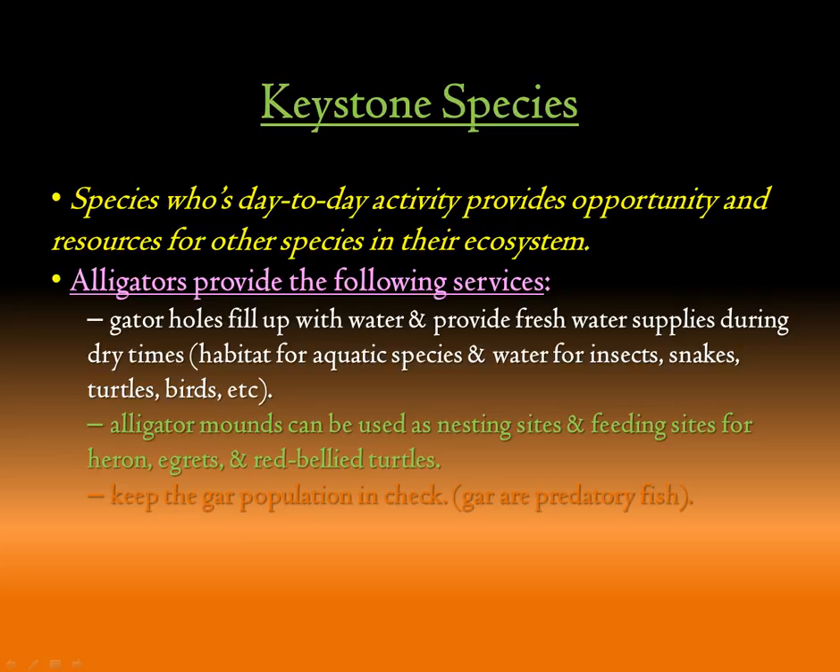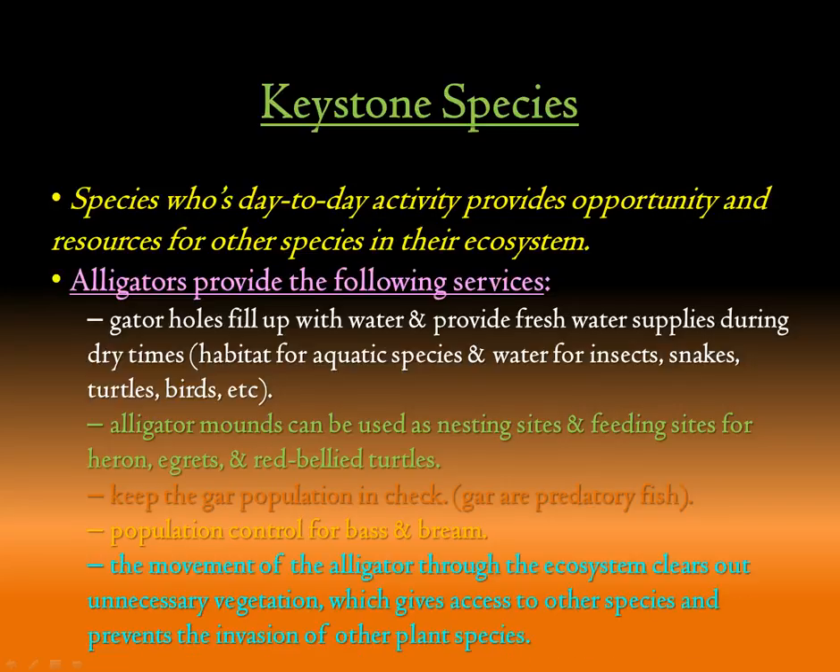Alligators love to eat gar. Gar is a predatory fish in aquatic ecosystems and will take out lots of herbivore fish, so keeping the gar population in check will help keep the other trophic levels balanced out so that one's not over-competing the other. So alligators provide that predatory service. They will also control bass and bream for the same purpose as with the gar.